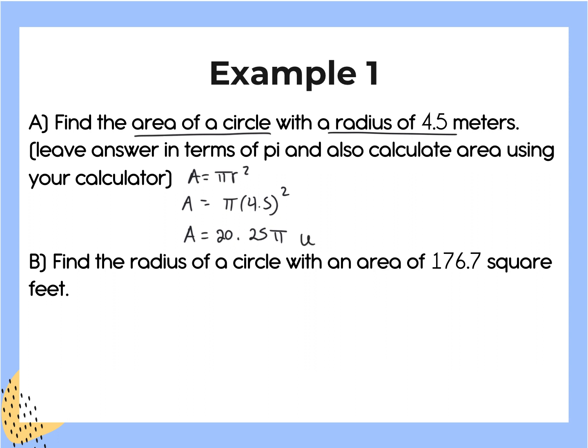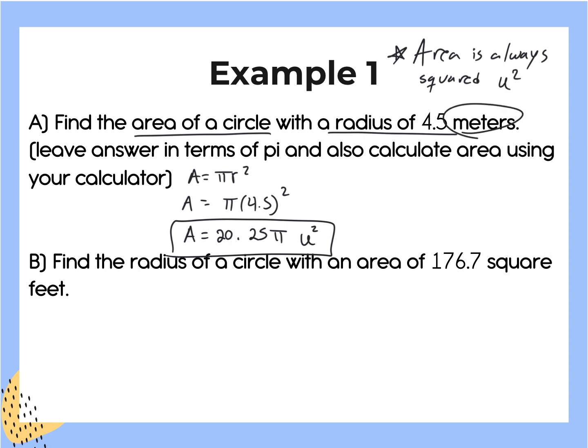And this is going to be the area. Now let me write units squared. Just so you guys know, area is always squared. So if you see me writing it, if I don't have a unit, I'll write unit squared. In this case, we have meters. So I can actually go ahead and substitute this U from unit to meters squared.